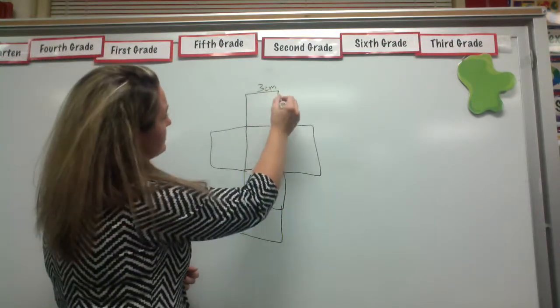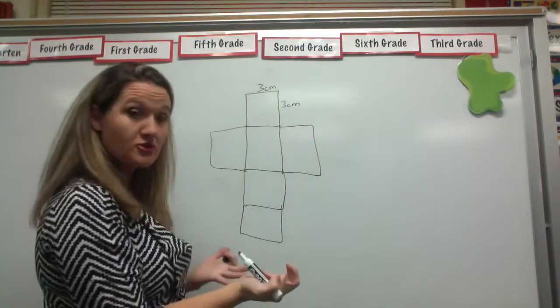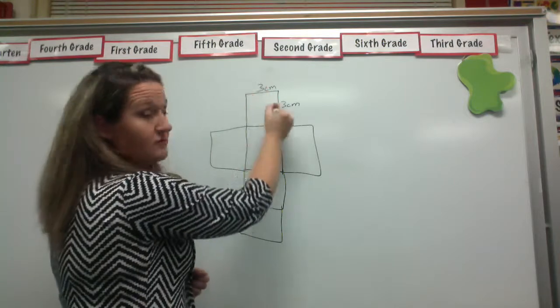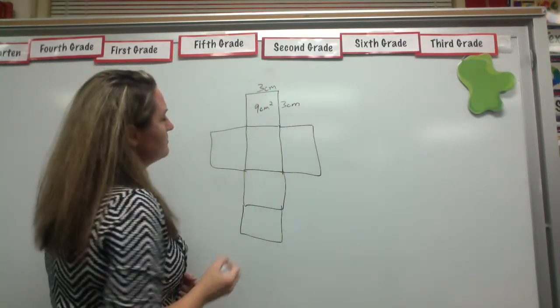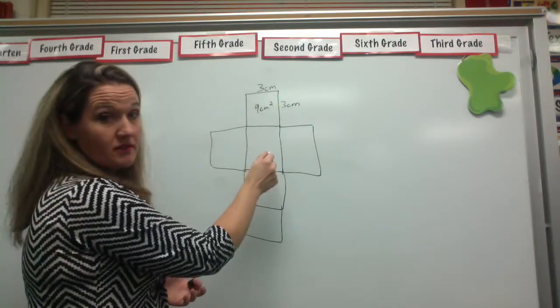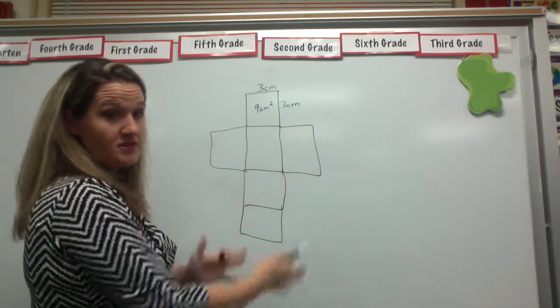With the cube, it's pretty straightforward. If this is 3 centimeters, then this has to also be 3 centimeters, because we know with the cube, all the faces are squares. So find the area of this particular one: 3 times 3, that's 9 centimeters squared. It's safe to say that if this is 9, this will be 9, and so will all the others. They're cubes, so they're all the same size.